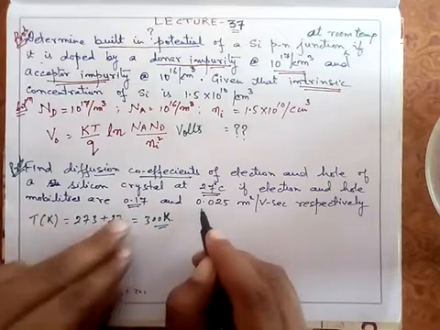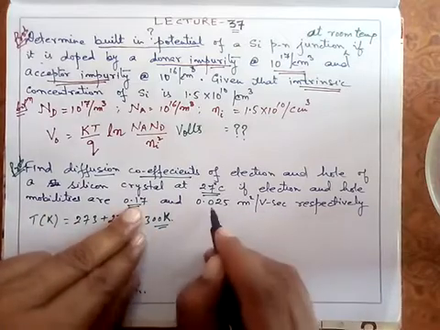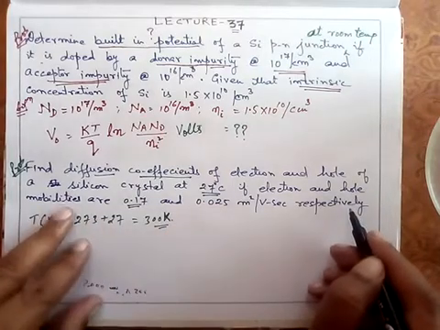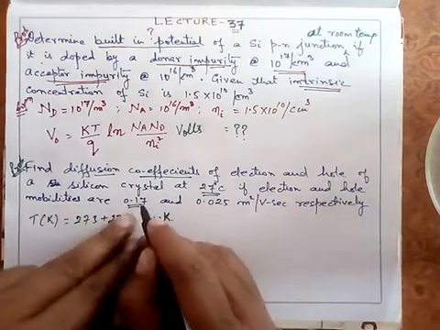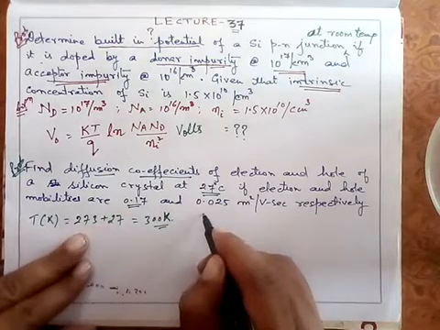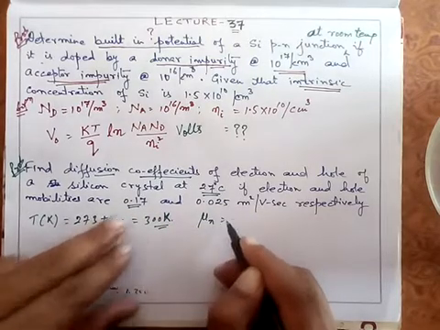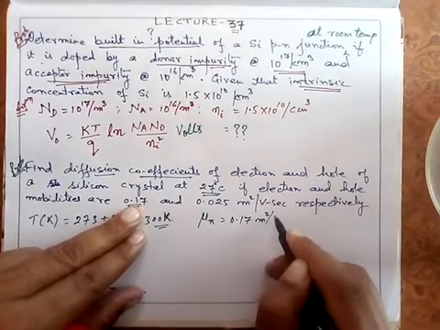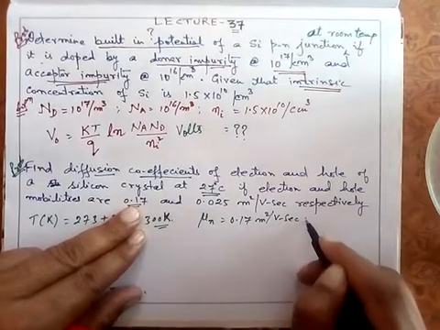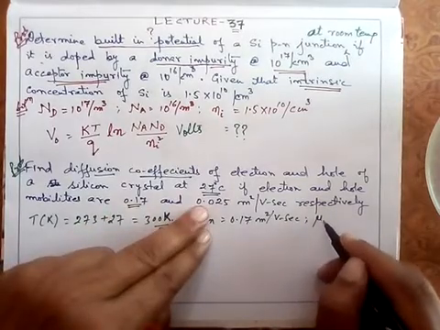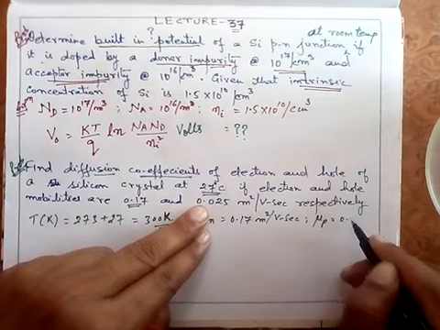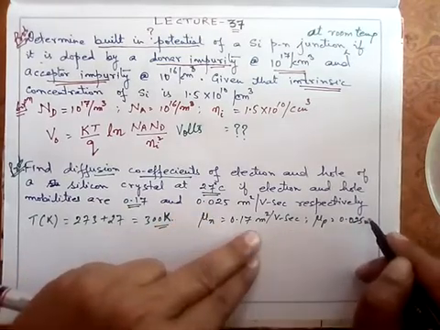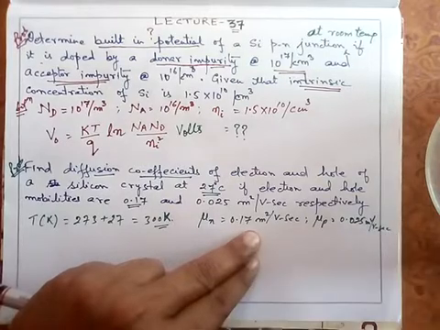This is 0.17 meter square per volt second and 0.025 meter square per volt second respectively. Electron and hole mobility means this is mu n, it's given to you that mu n is 0.17 meter square per volt second, and of course mu p is given to you as 0.025, same unit, meter square per volt second.